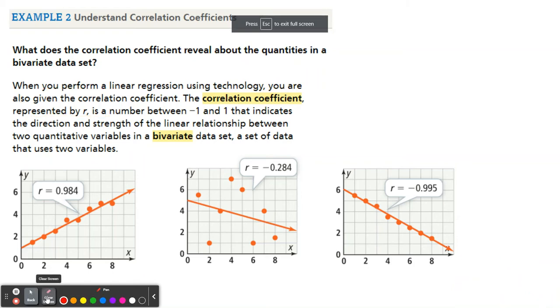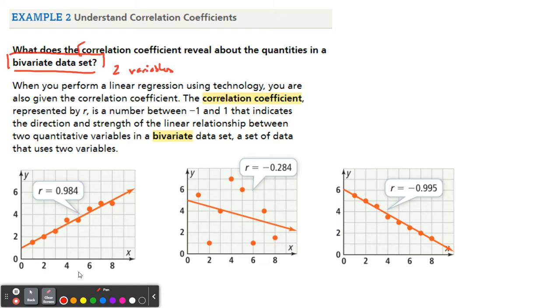Okay, so let's clear that. Okay, so understanding the correlation coefficient. What does the correlation coefficient reveal about the quantities in a bivariate data set? Remember we talked about this idea of two quantitative variables. That's this idea of bivariate. A bivariate data set just means two variables.